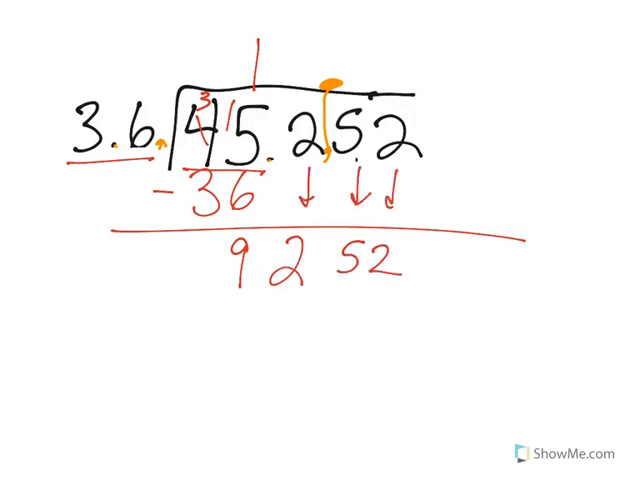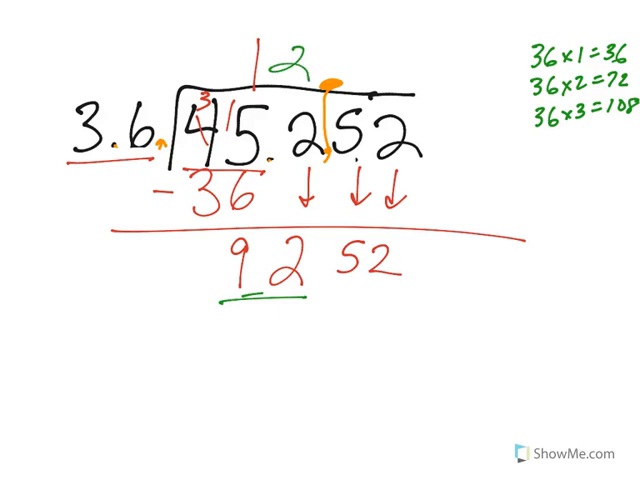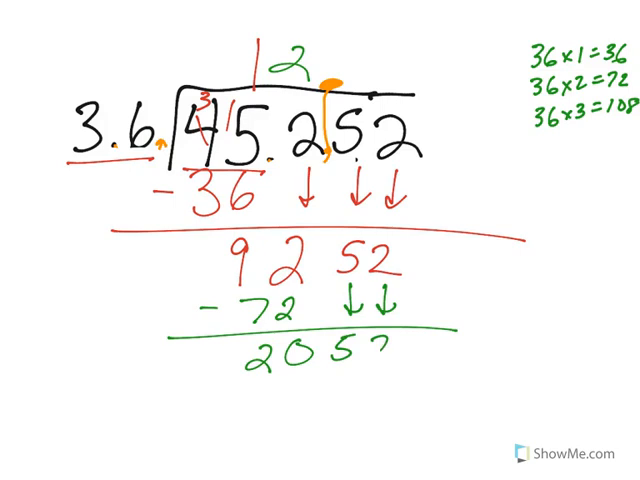Again, I like to bring everything down so I don't forget anything. But now I'm looking for 36 into 92. And if this is where things get hard, you can always, on the side here, go, okay, so 36 times 1 is 36. 36 times 2 is 72. 36 times 3 is 108. You could always make yourself a little line and say, okay, 108 is too big. I need 72. So that means 36 goes into 92 2 times. So 2 times 36 is 72, and I subtract. Bring down what we have left.